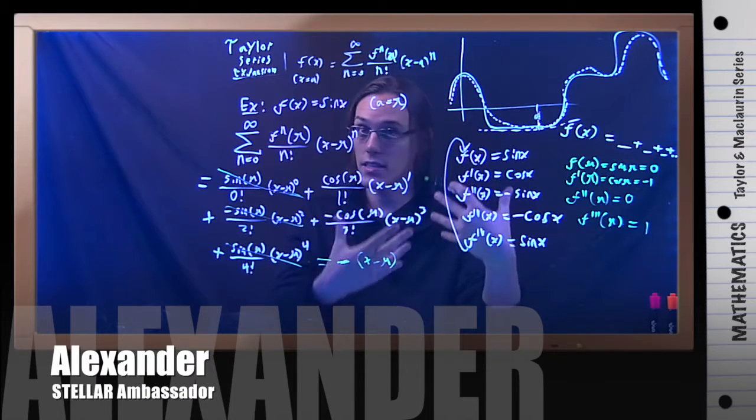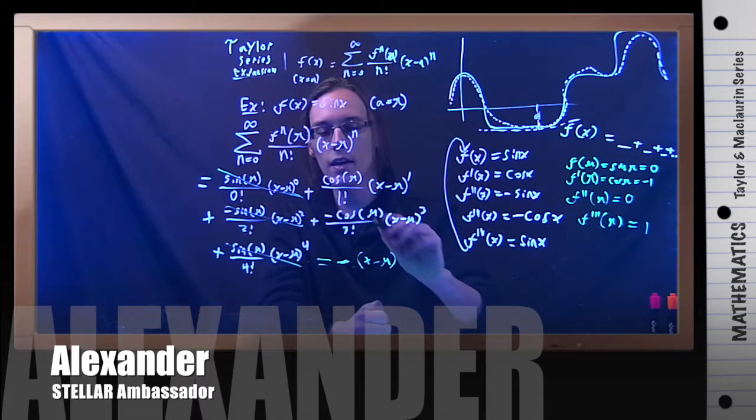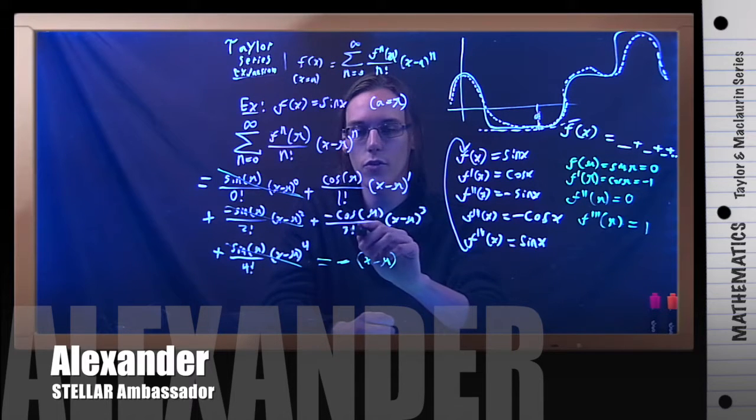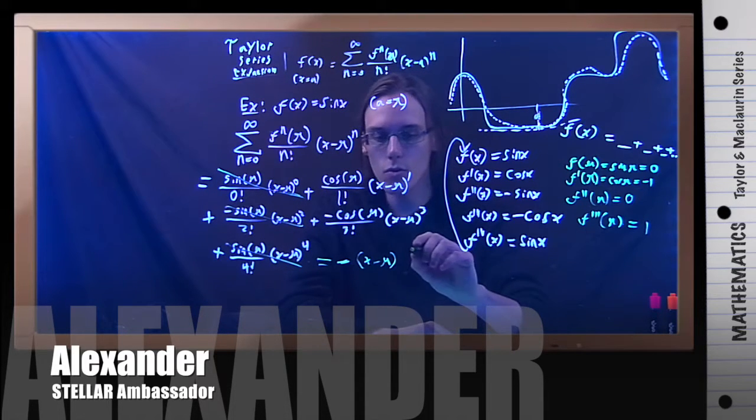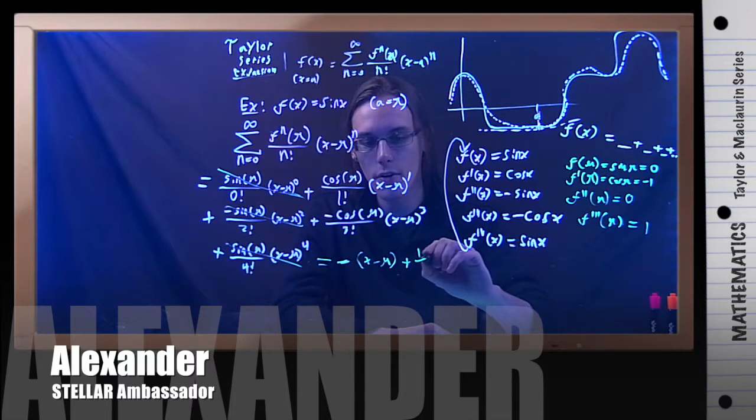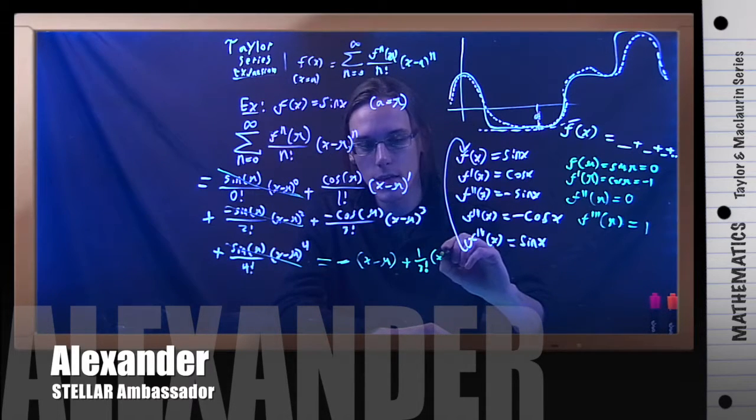Cosine of pi is -1, so negative is positive. And we've got over 3 factorial. So this is going to be plus 1 over 3 factorial times (x minus pi) cubed.